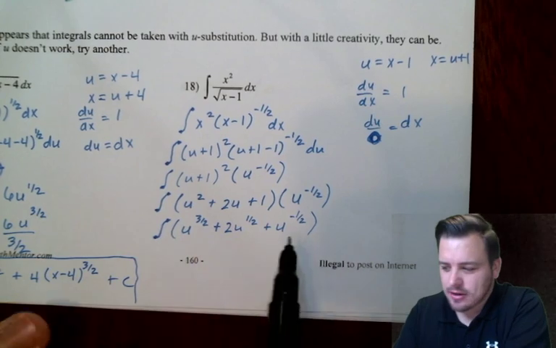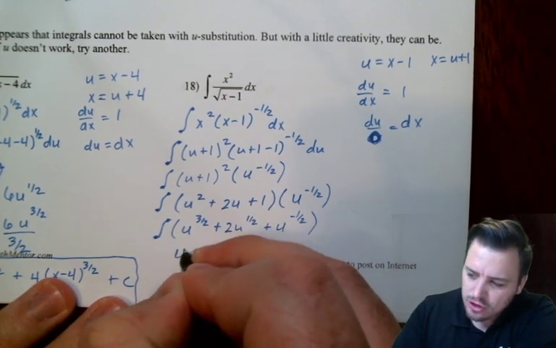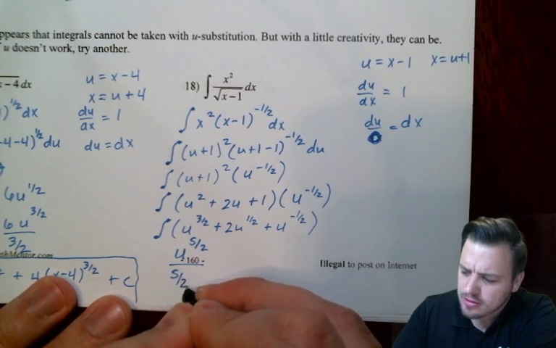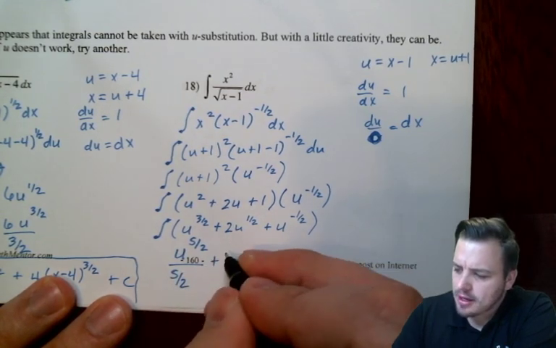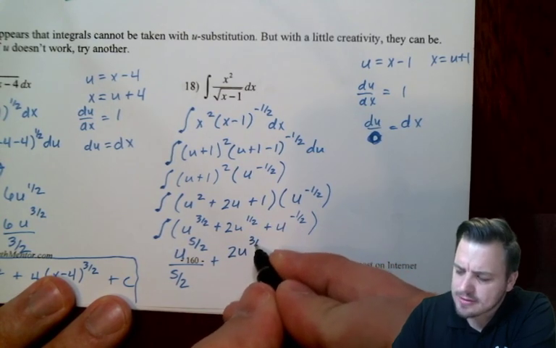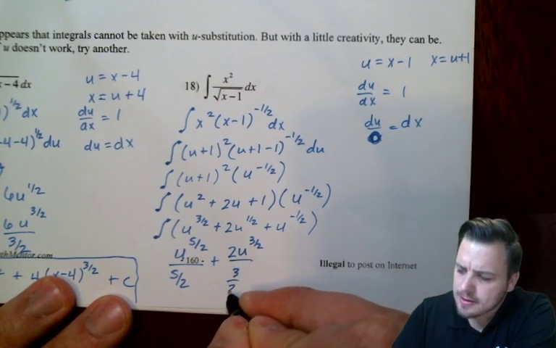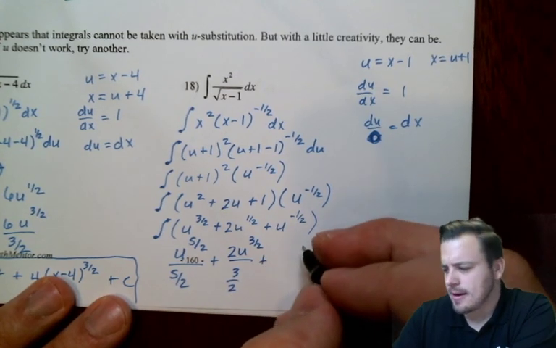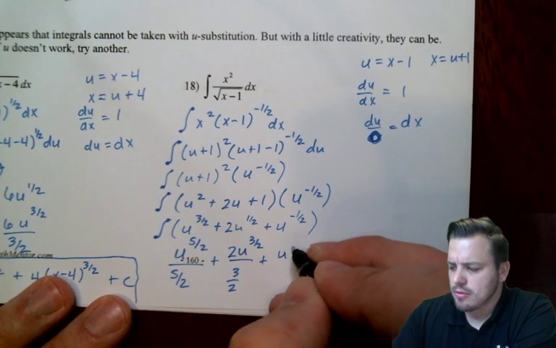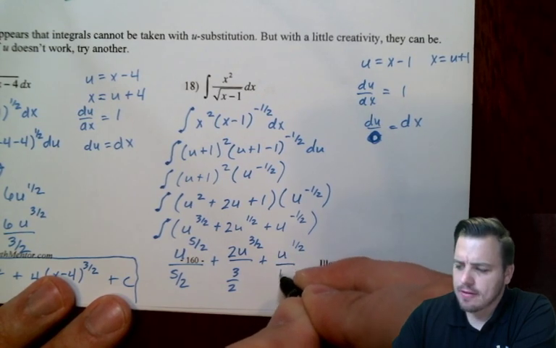Now we can integrate. So I have u to the 5/2 over 5/2, plus 2u to the 3/2 over 3/2, plus 2u to the 1/2 over 1/2.